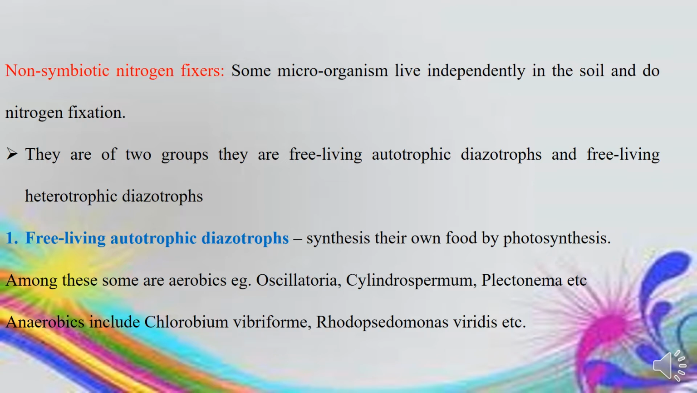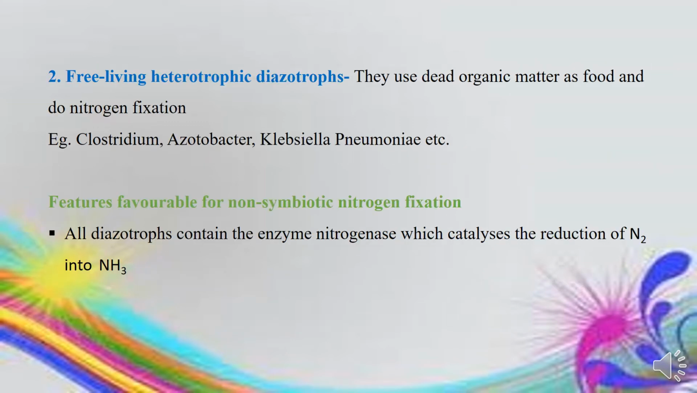In free-living autotrophic diazotrophs, they synthesize their own food by photosynthesis from sunlight and/or by other chemicals. Among these, some are aerobic, example Oscillatoria, Cylindrospermum, Plectonema, etc. And anaerobic ones include Chlorobium, Rhodopseudomonas viridis, etc. And free-living heterotrophic diazotrophs use dead organic matter as food and do nitrogen fixation. Example Clostridium, Azotobacter, Klebsiella pneumoniae, etc.